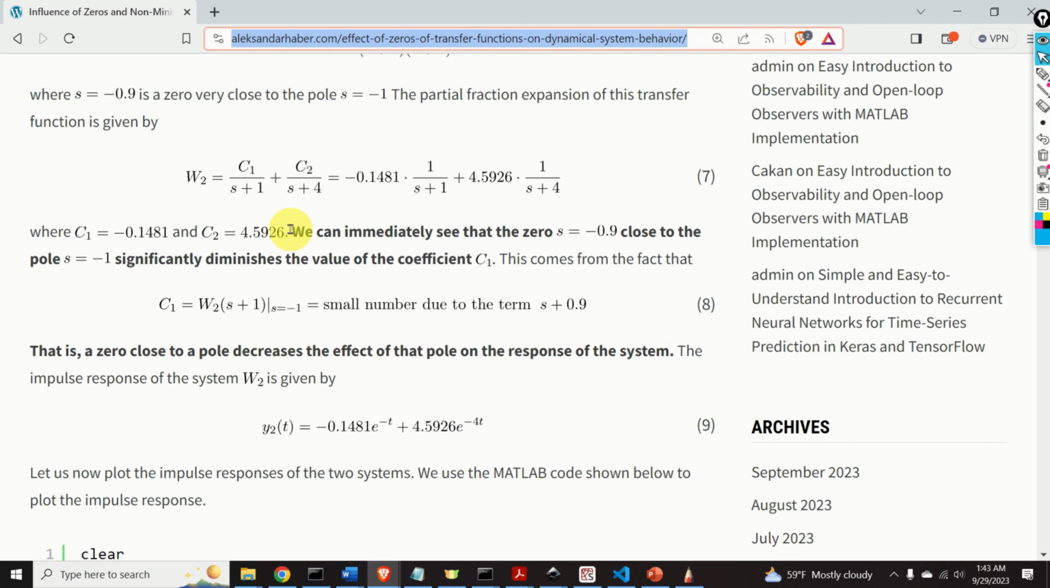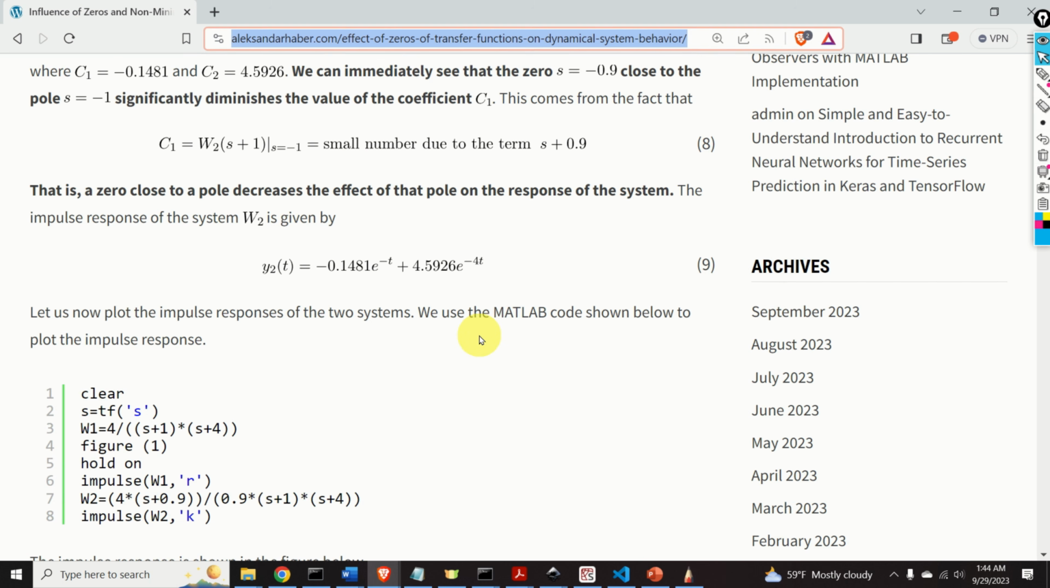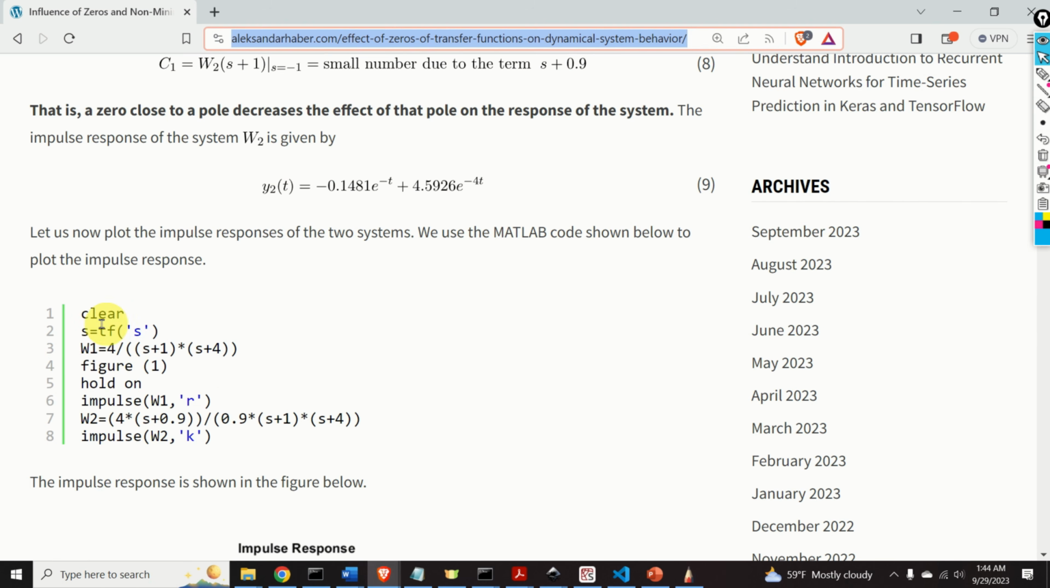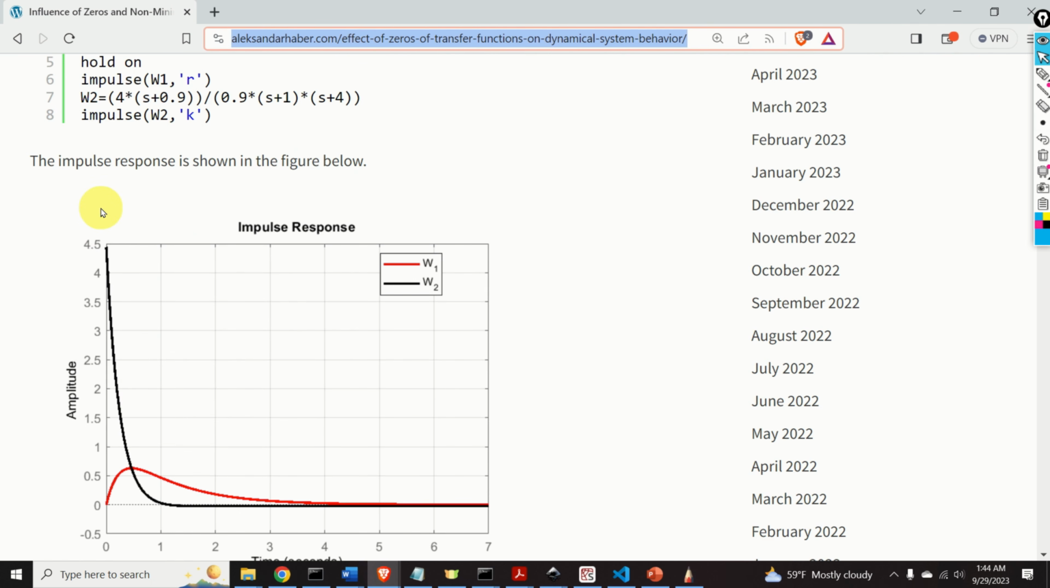The impulse response is given by the inverse Laplace transform of this transfer function, and it's given over here. Let's compare the impulse responses of two transfer functions. Over here is a simple MATLAB script that I wrote. I define a complex variable s by using tf function. I define the first transfer function. I compute the impulse response of the first transfer function. Then I define the second transfer function, and I compute the impulse response of the second transfer function. And the result is shown over here.